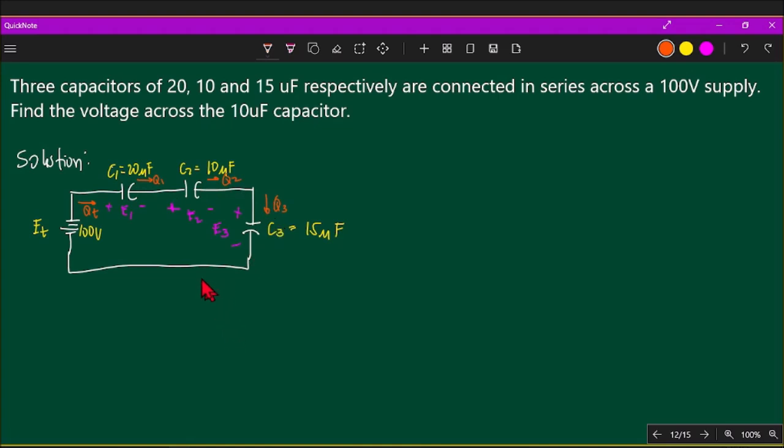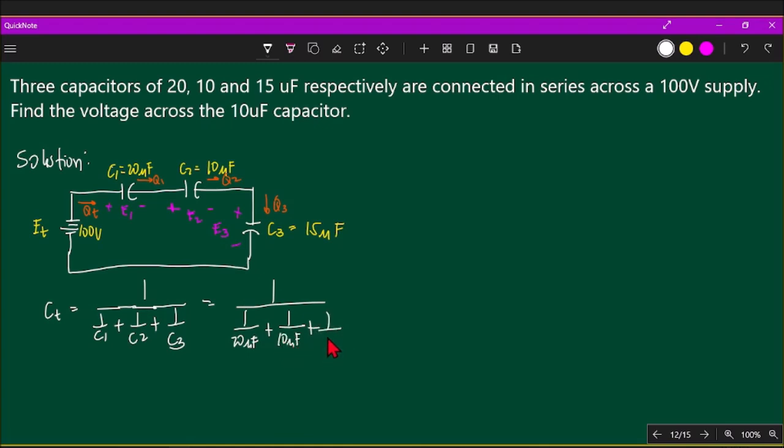So we now first solve for our total charge, in which the formula for the total capacitance is CT equal to 1 over C sub 1 plus 1 over C sub 2 plus 1 over C sub 3. Okay, so we just substitute the given. So we'll have 1 over C sub 1, which is 20 microfarad, plus 1 over C sub 2, 10 microfarad, plus 1 over C sub 3, which is 15 microfarad. So we just input all of that in our calculator now.